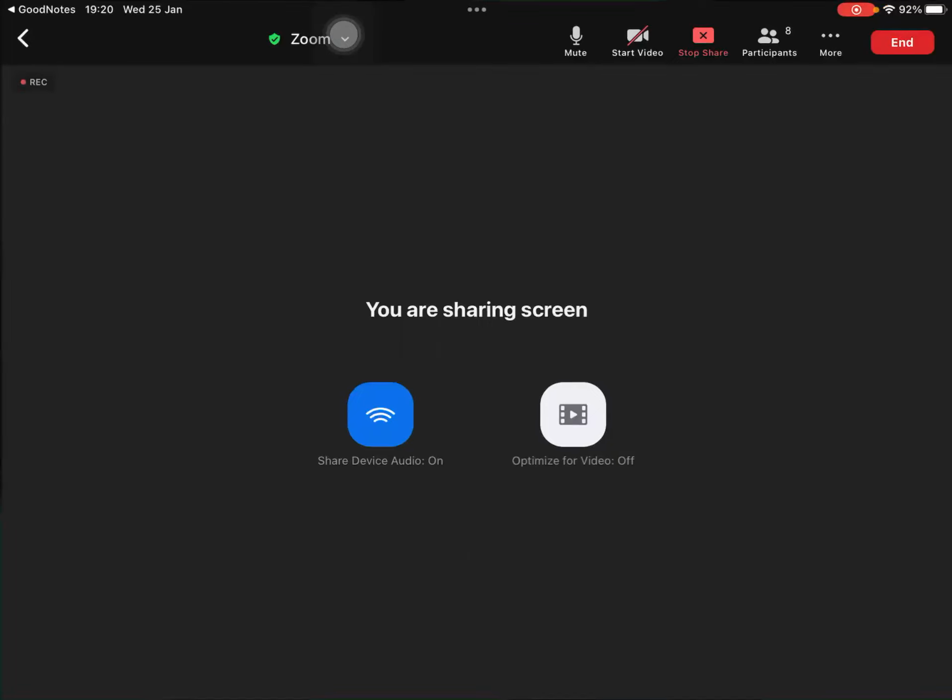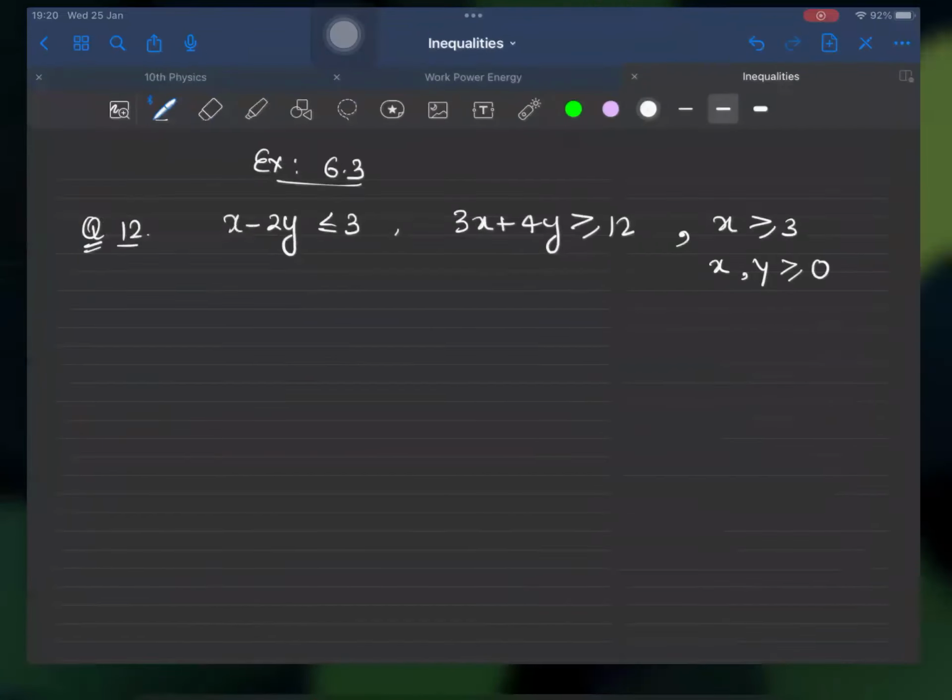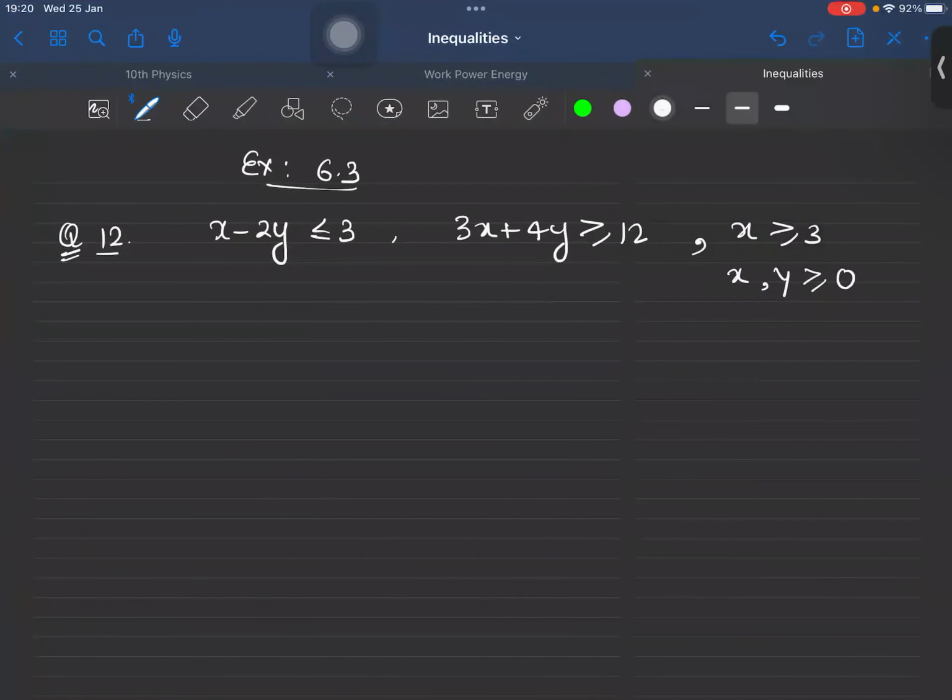So hopefully you are able to solve it. If anybody is having doubt here, please let me know. See, again, we'll be repeating the same thing. We'll be plotting the equations. So I'll just directly plot the curve. We use the same method, in x and y.